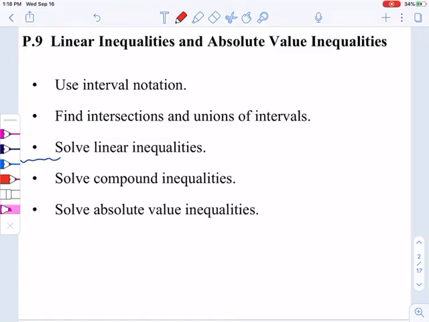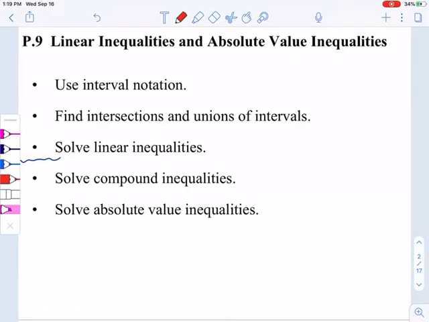Looking at section P.9, linear inequalities and absolute value inequalities. We looked a little bit about our linear equations and absolute value equations. Moving into our inequalities, there are going to be some new notations and ways of representing these that you do not have prior knowledge on from Algebra 1 or Algebra 2.